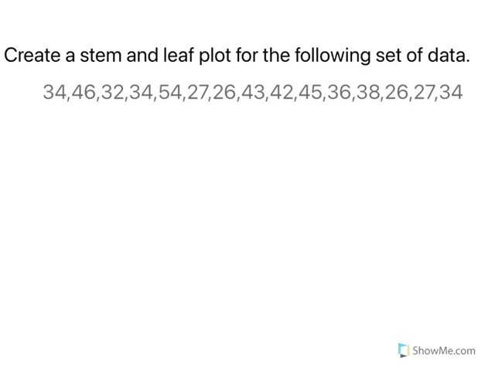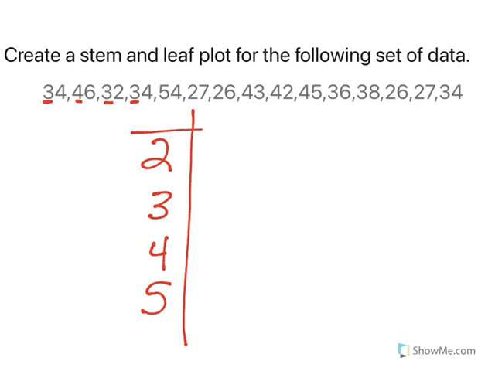So the easiest way to do this is to start with what we call the stems. We can see that all of our numbers are 2 digits. So the first digit in all of these numbers will be the stem. Our smallest numbers are in the 20s. Our largest numbers are in the 50s. So our stems are going to be 2, 3, 4, and 5. Now the leaves are the second digits.